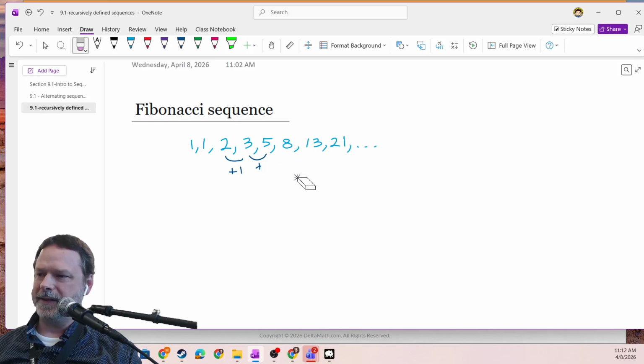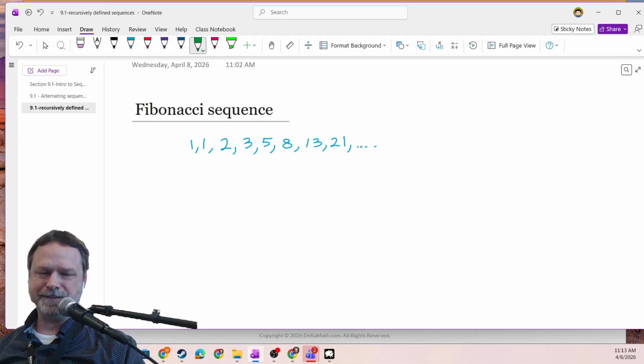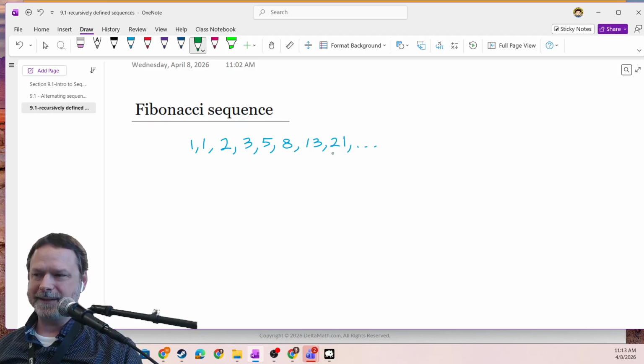But they're definitely not multiples of the same number. They're not powers of a number, right? So you got to look for something a little different. So in this one, to get the next term, you take the 2 terms that came before it and add them together. And that's the Fibonacci sequence. And we get the golden ratio out of this.